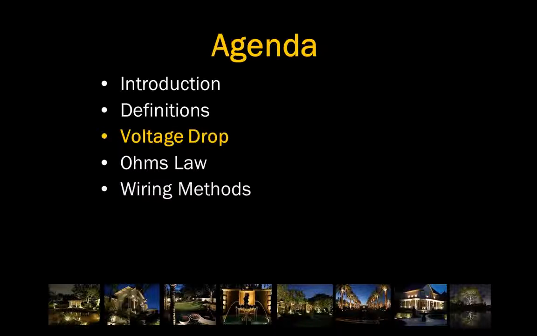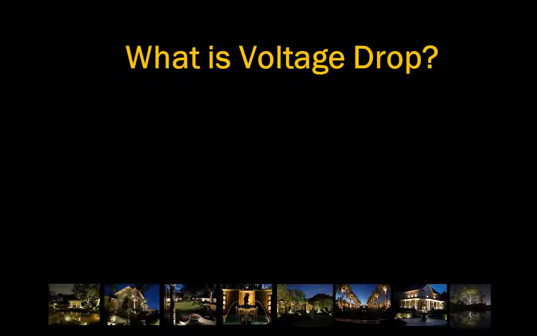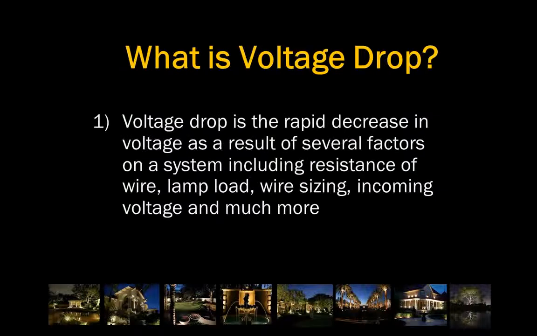So let's get a little bit deeper into voltage drop and talk about it. So what is voltage drop? Well, here's a long definition, but it's basically the rapid decrease in voltage as a result of several factors. To simplify it for this module, we'll talk about length. So much like an irrigation system, the further I get away from that first valve, I get pressure drops. So I get less pressure at the end of the line as I do at the beginning of the line.